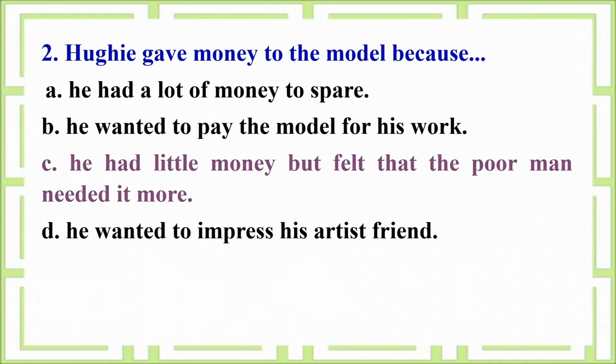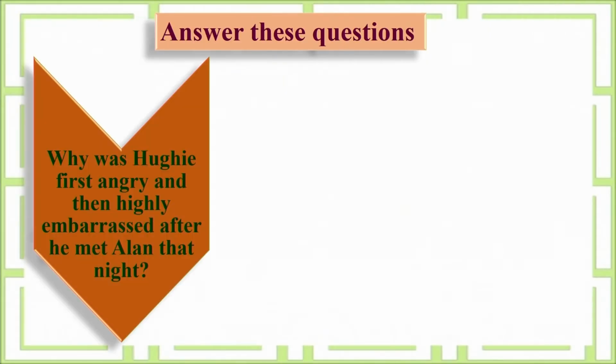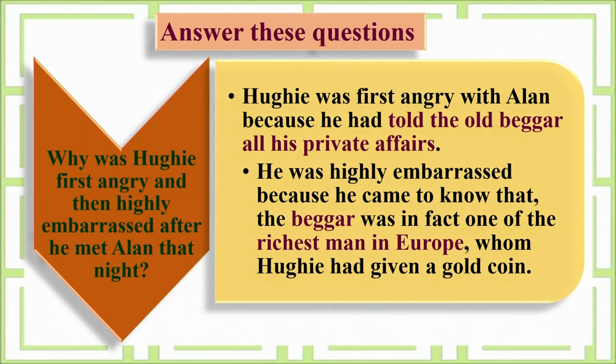Correct. He had little money, but what did he feel? The beggar needed it more than he did. Is it not? So he spares him a sovereign. And you have to answer these questions. Read the question, children. Why was Hughie first angry and then highly embarrassed after he met Alan that night? Why was he angry at first? He was angry because Alan Trevor had told the old beggar about his private affairs.